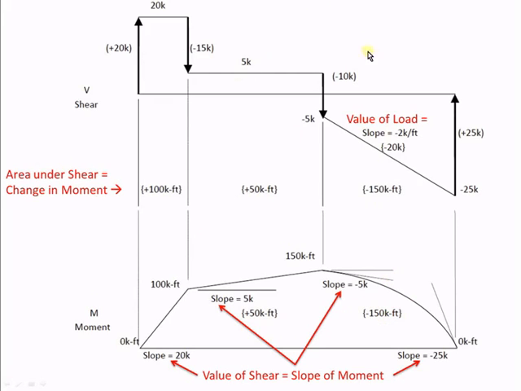So again, taking the shear diagram, we're going to do the exact same thing we just did. So the area under shear is the change in moment. So the area under this, 5 feet times 20 kips, okay, is a positive 100 kip feet. The value here is 20. The slope here is 20. So similar for each of the other regions.